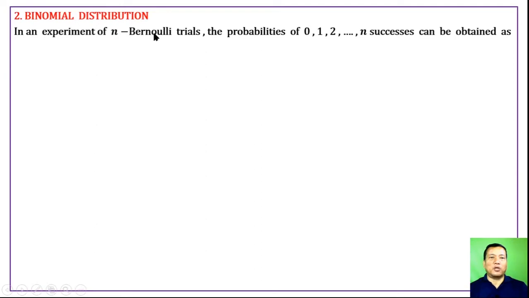Binomial distribution. What is binomial distribution? In an experiment of n Bernoulli trials, the probabilities of 0, 1, 2 up to n successes can be obtained as first, second, up to n plus 1 terms in the expansion of q plus p whole to the power n.